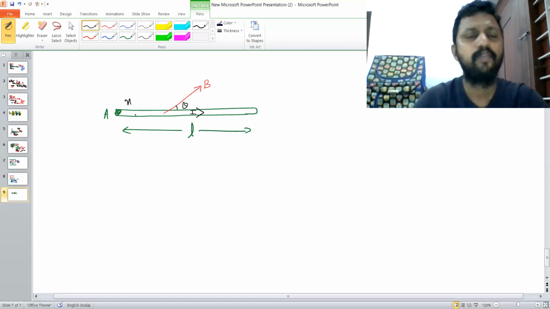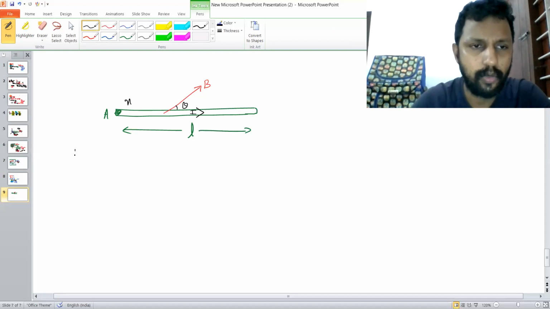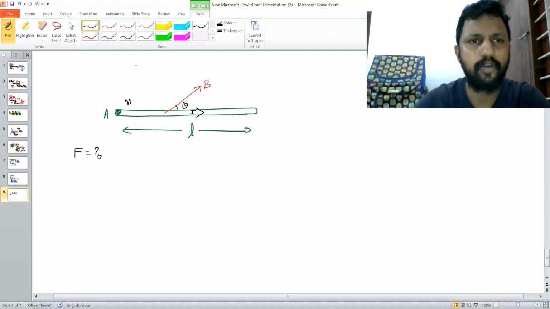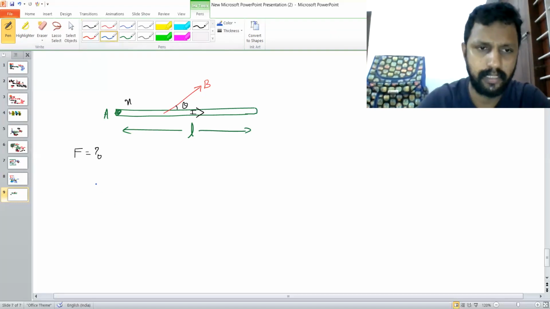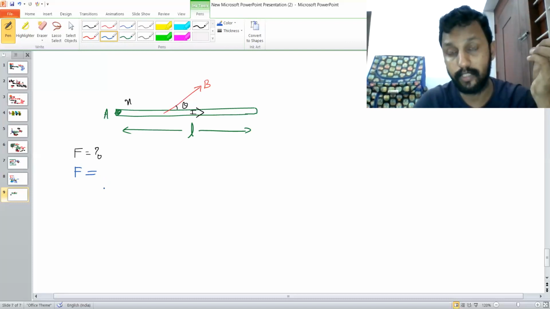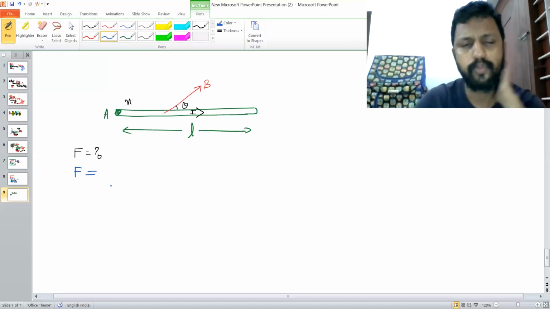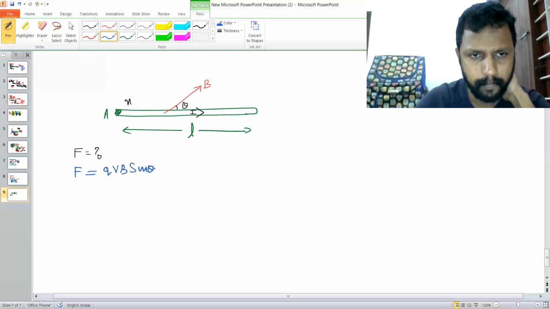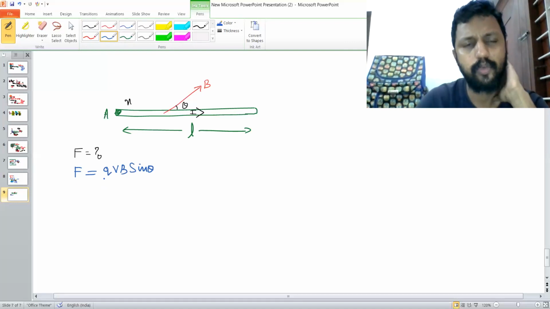Then we have to find out the force acting over this current carrying conductor which is placed in an external magnetic field. In order to find it, let us recall the expression for force acting over a charged particle which is moving in an external magnetic field. The force acting over a charged particle moving in an external magnetic field was QVB sine theta. Hope you can recall this. F is equal to QVB sine theta.